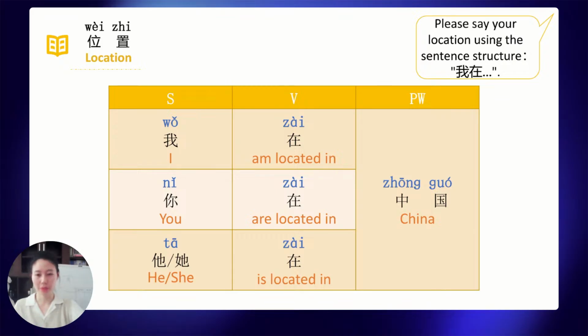Okay, yeah. So the next one we just change to another subject because we just change to you. Yeah, 你. So that would be 你. Okay, so we just need to change the subject. We can say 你在中国. 你在中国. Okay, yeah, about this.